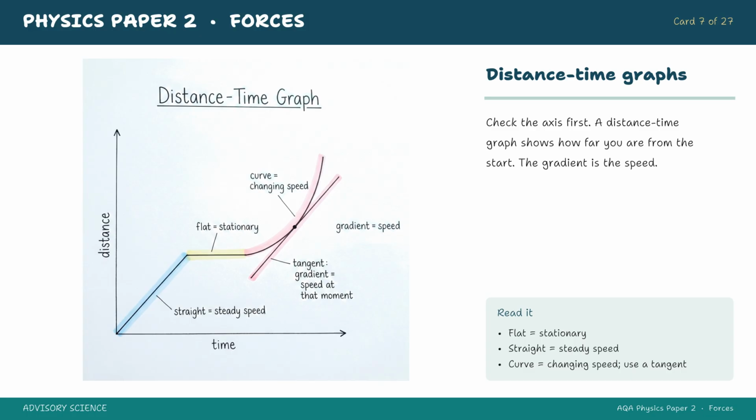If examiners ask you to find the speed on a curved line, you must draw a straight flat tangent to the curve at that exact second and calculate the gradient of that tangent line.